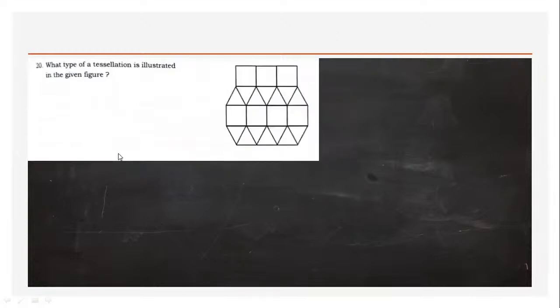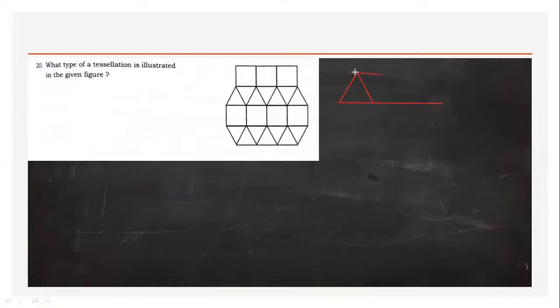Next one. What type of tessellation is illustrated here? Look at here, this is a combination of squares, triangles and so on. If it is arranged with the same type of shapes, like equilateral triangles, let's take this one as an example.